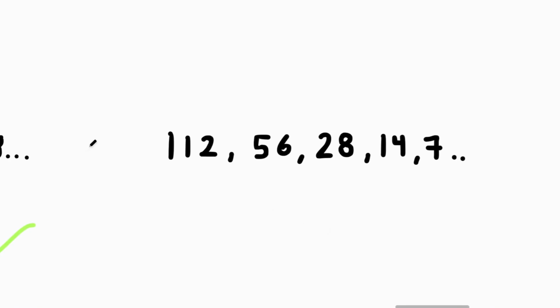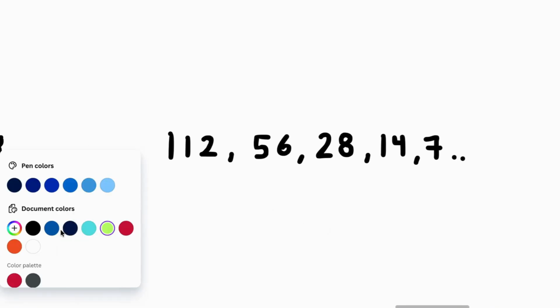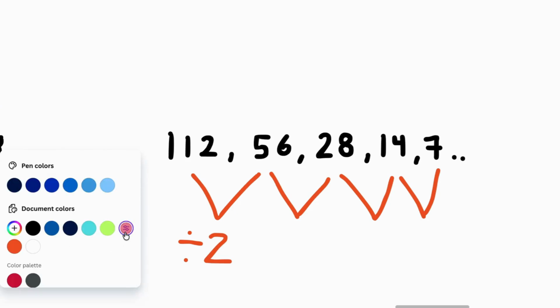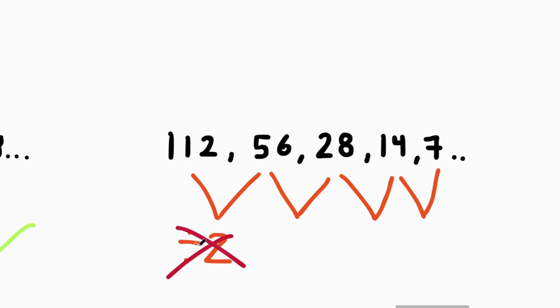Now let's look at a different example. 112, 56, 28, 14, 7. Let's draw our mountain, and I think now it's pretty clear. You might be thinking, well, this is easy, divide by 2. Yes, but guys, no. In sequences, we cannot do this.